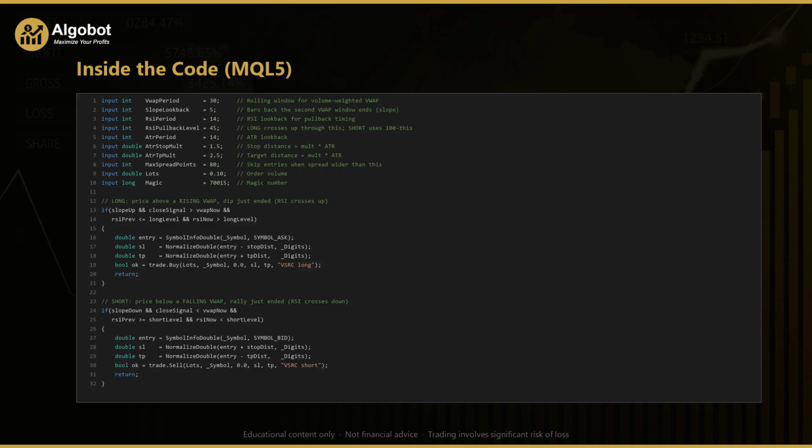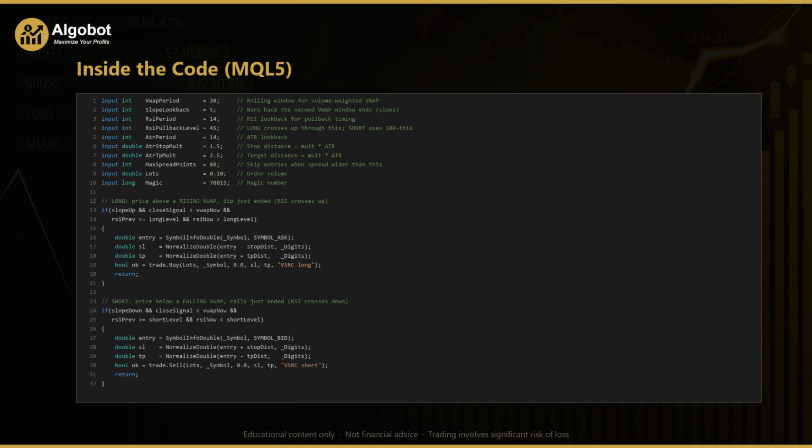VwapPeriod sets the rolling window for the volume-weighted VWAP, defaulting to 30 bars. SlopeLookback, set to 5, controls how far back the second VWAP window ends so the slope can be measured. RsiPeriod is the RsiLookback, 14, and RsiPullbackLevel, 45, is the level the long entry crosses up through, while the short uses 100 minus that, or 55. AtrPeriod, AtrStopMult, and AtrTpMult define the volatility-based stop and target. There's also a spread filter, the lot size, and the magic number.